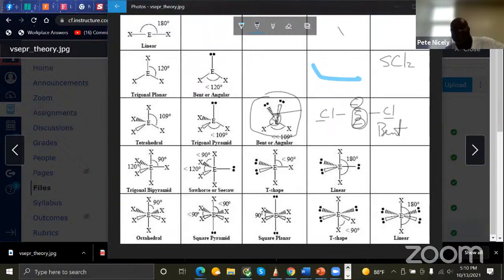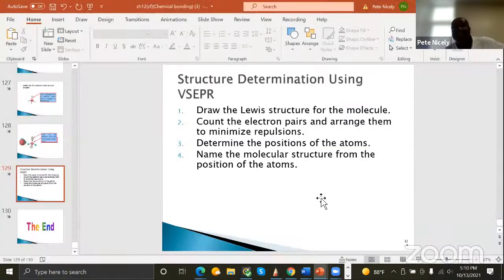Okay, so just to summarize, going back to the PowerPoint, when it comes to determining the structure of a molecule using VSEPR theory, first you have to draw the Lewis structure. We know how to do that from before. Then we look at the electron pairs around the central atom, and we try to arrange them in order to minimize repulsions, and then determine the positions of the atoms based on that. And then you're going to name the molecular structure. You're going to say whether it's linear or bent or trigonal planar or trigonal pyramidal or whatever. So that's basically how you determine the shapes of molecules.